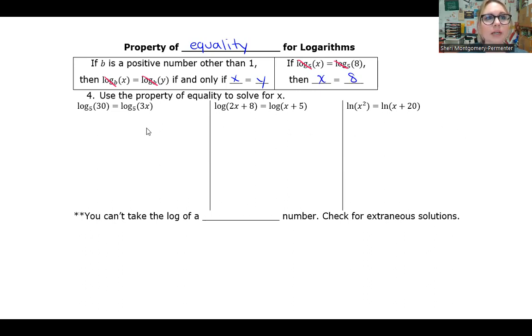And that's what we're going to do here. For the first problem, I have log base 5 of 30 is equal to log base 5 of 3x. The base is the same for the logs, so I can mark them out and set the stuff equal. 30 equals 3x. What do I do? Divide. Very good. Divide by 3. And so x is equal to what? 10. I'm glad that I have a few of you guys paying attention.